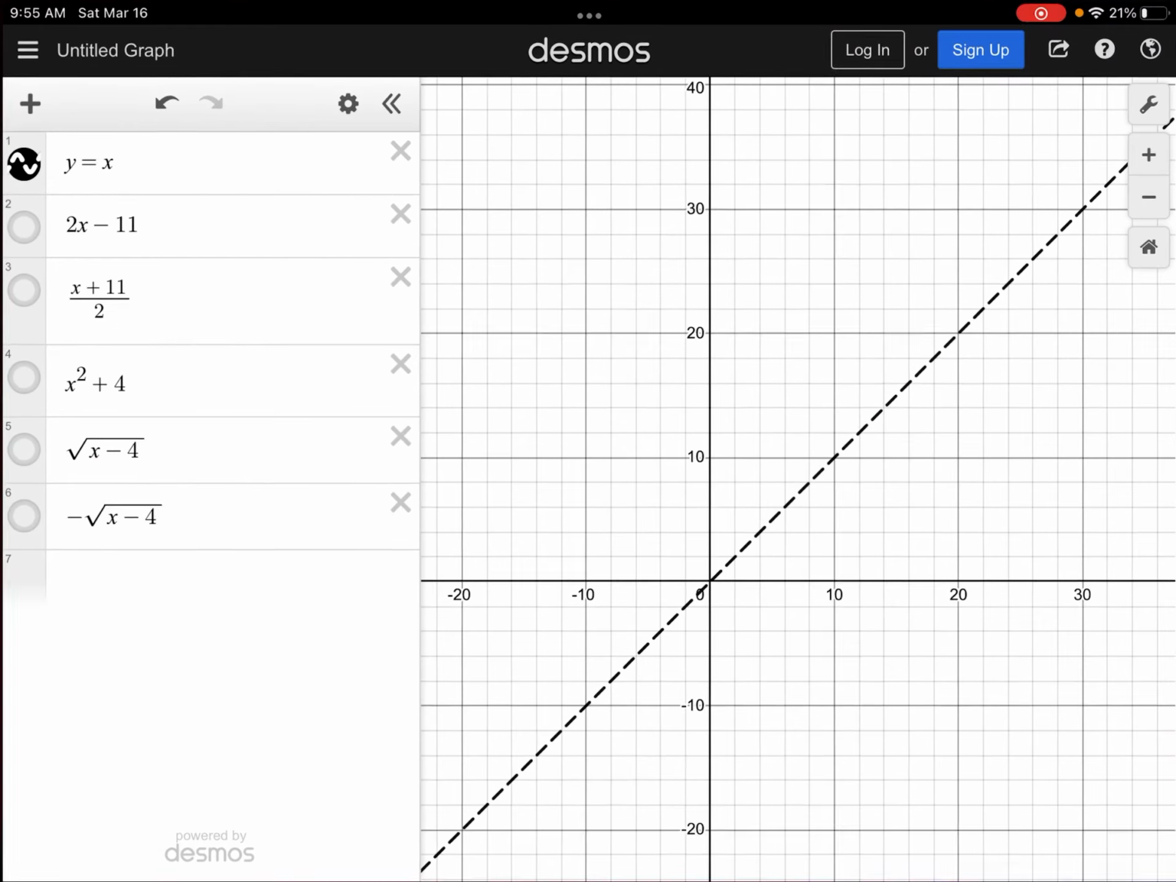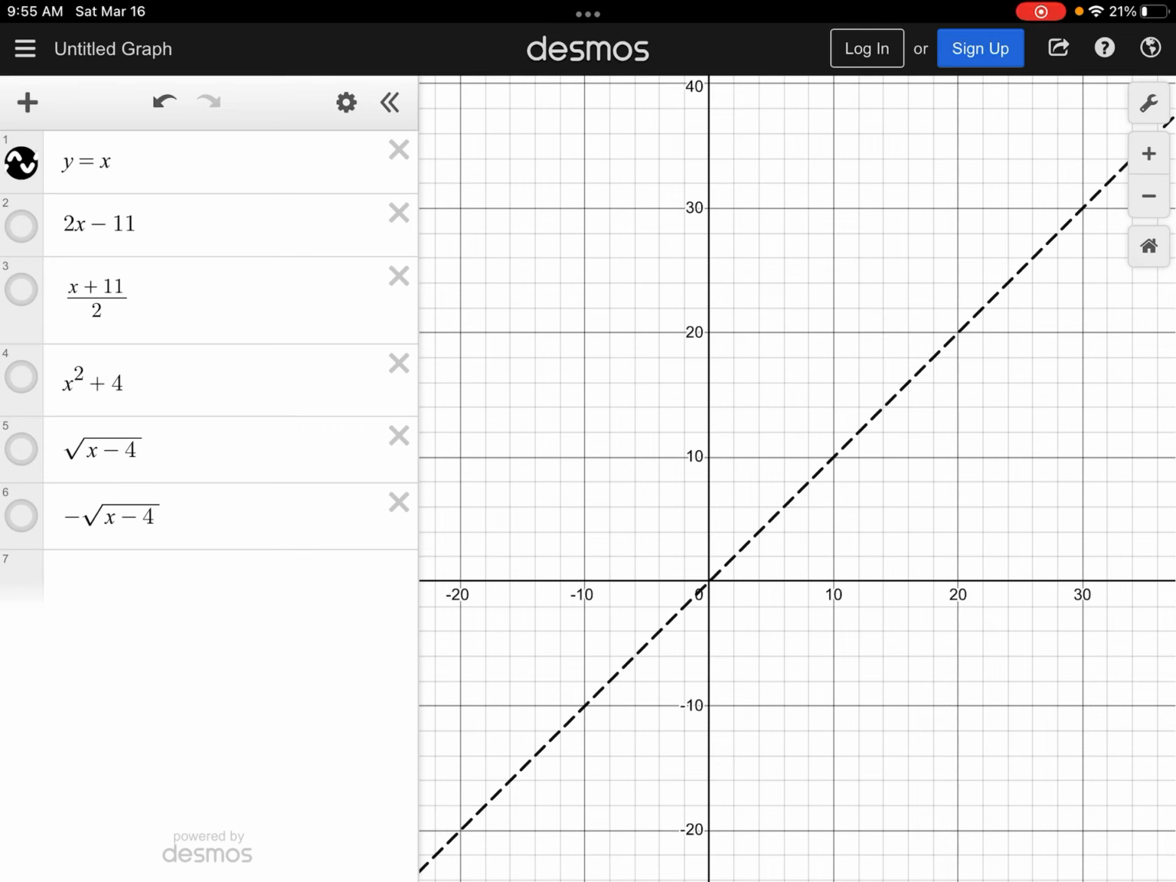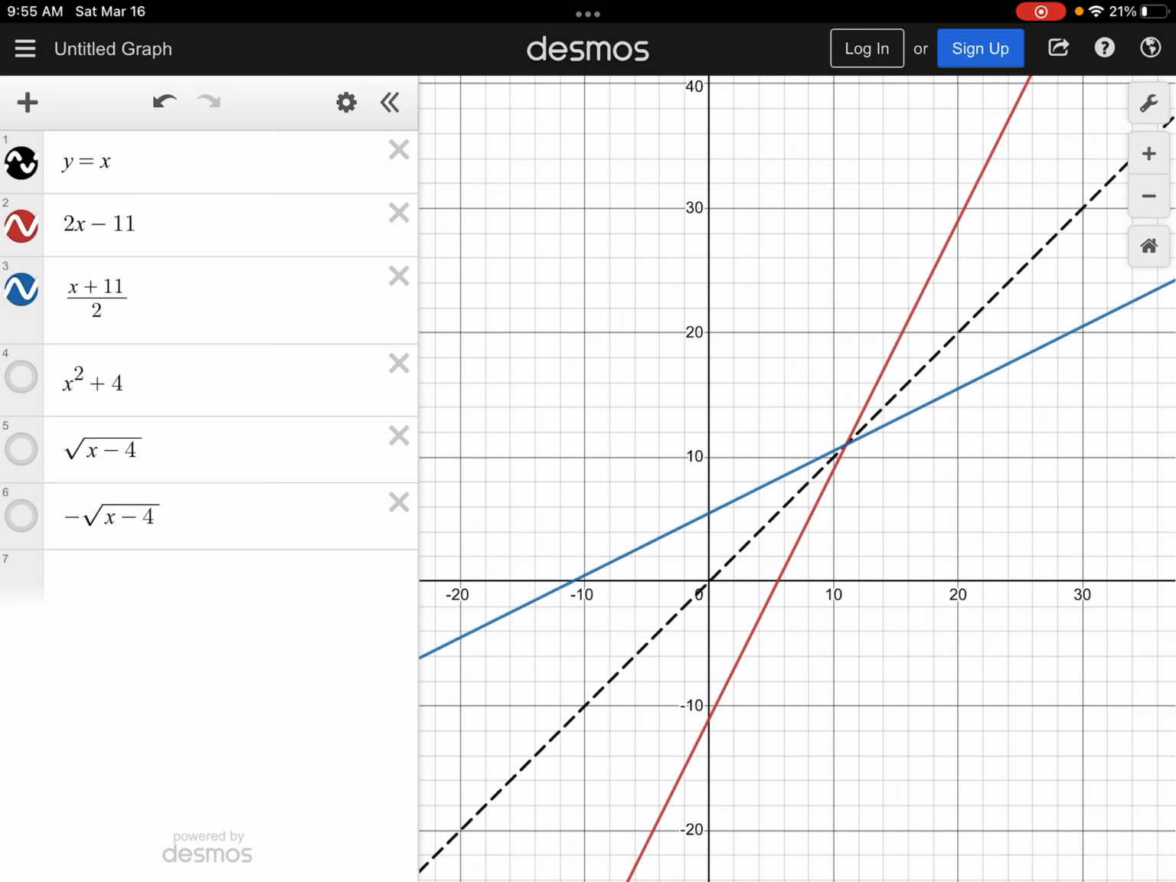So I want to take you over to Desmos and kind of show you that what we just talked about makes sense, right? We just took this function, 2x minus 11. We can see that's the red line. And I have this dotted black line. That dotted black line is y equals x. And if I graph what we just got, x plus 11 over 2, we can see that there's this mirror image happening, okay, across this line y equals x.